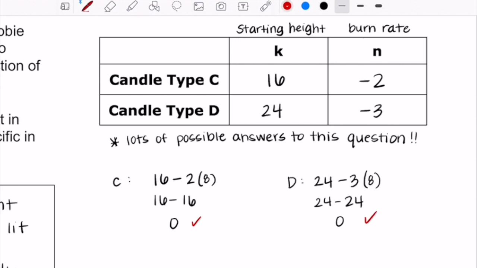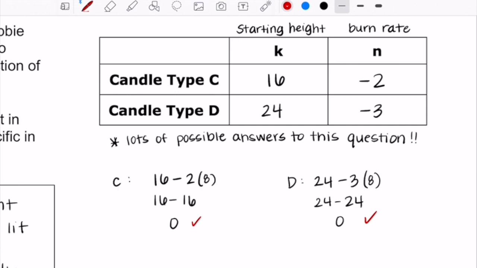On this one, notice that there are numbers that you could pick as starting numbers that would make the burn rate need to be a fraction or a decimal. There's nothing in this question that says that K and N have to be integers. And so if you picked a number for K that meant that the burn rate had to be a fraction, that's fine. Just make sure that you represent it correctly.